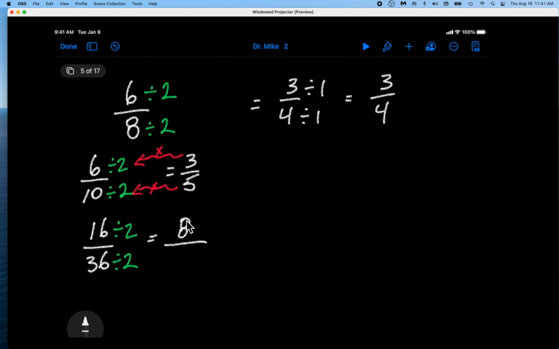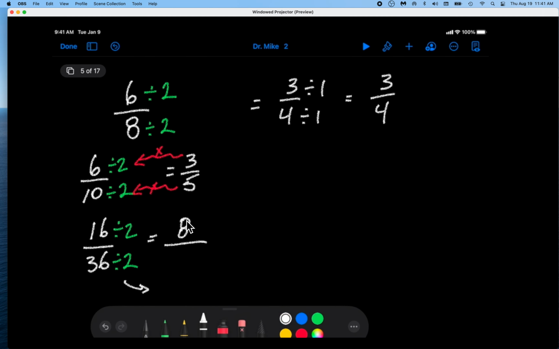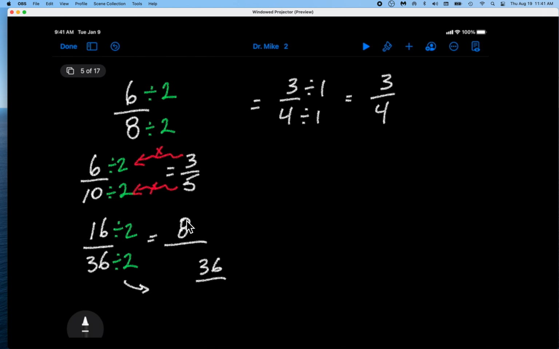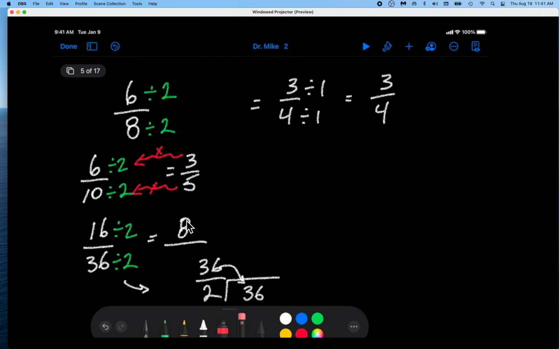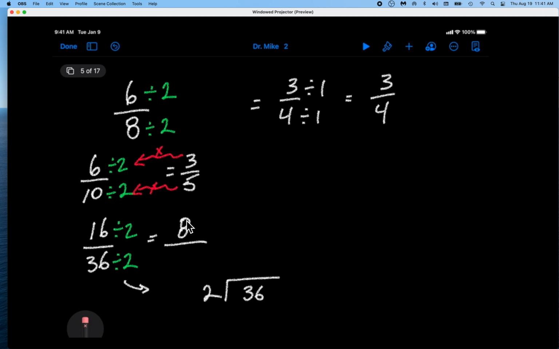36 divided by 2, if you're not sure what that is, come down here and do a little miniature division problem. There's nothing wrong with that. Here's 36 divided by 2. We drop 36 into the box. Sorry, I should have done this in a different color.